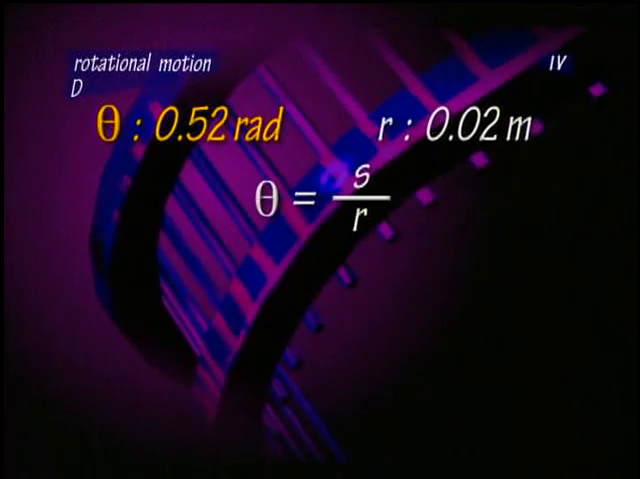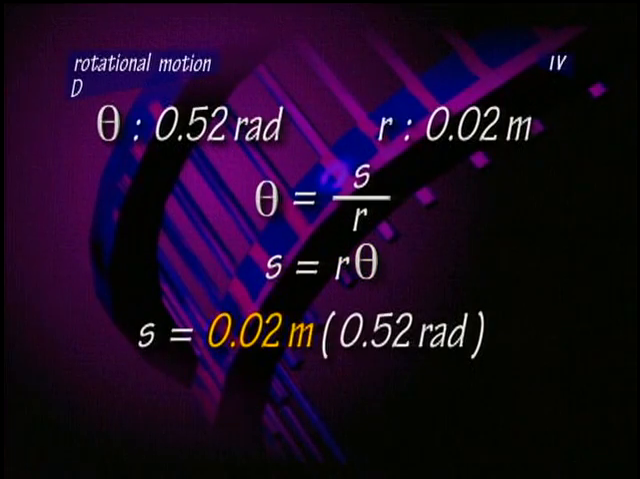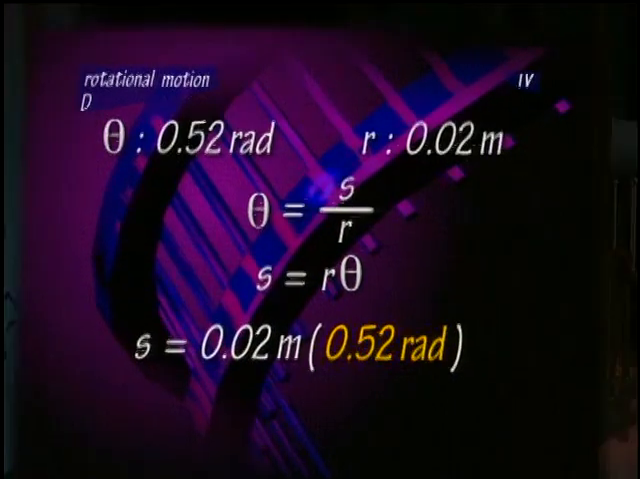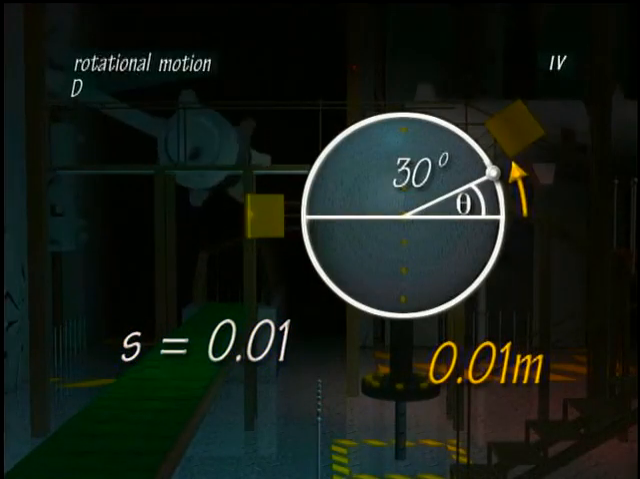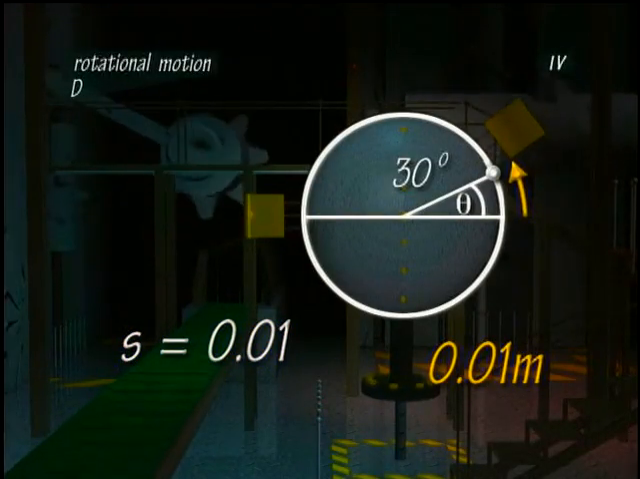Now we can plug those numbers into the equation theta equals s over r. We're solving for s, so switch the equation around to get s equals r times theta. s equals 0.02 meters times 0.52 radians. Multiply and s equals 0.01, which means that the point on the edge of the circle traveled 0.01 meters.